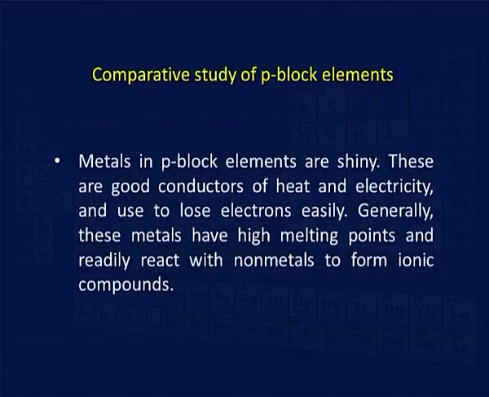The metals in the p block elements are shiny, as per the usual nature of metals. These are good conductors of heat and electricity and they have a tendency to lose electrons easily. Generally, these metals have a high melting point and readily react with non-metals to form ionic compounds. Such properties are revealed by the p block elements regarding the metals.